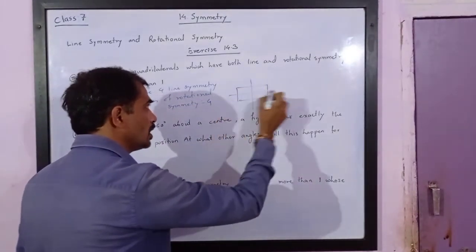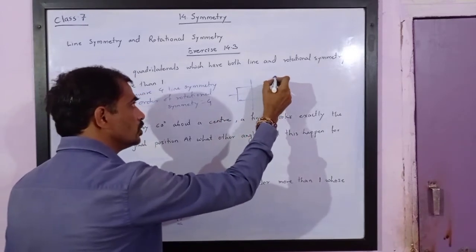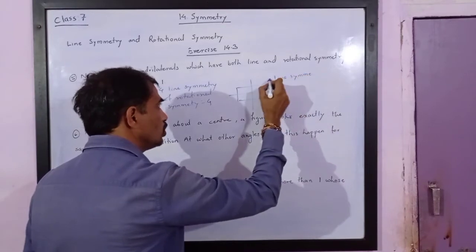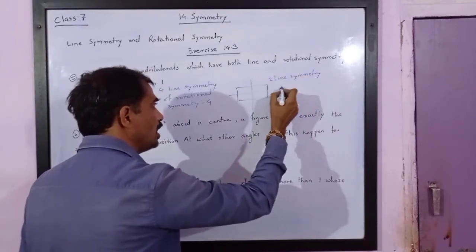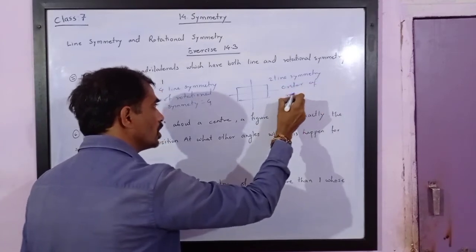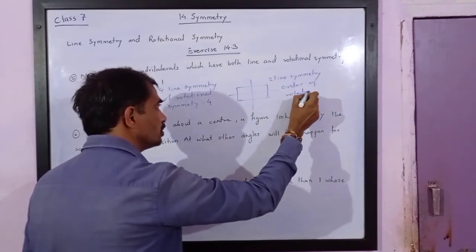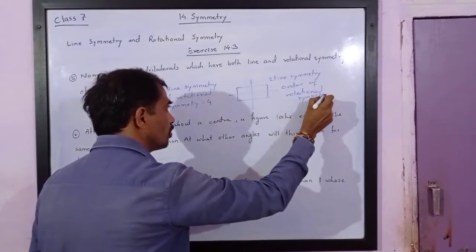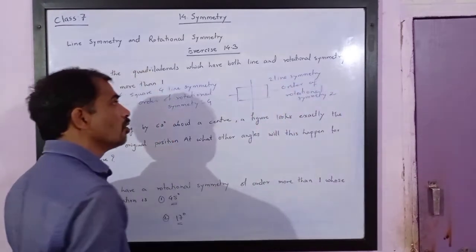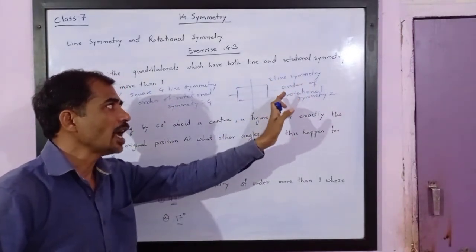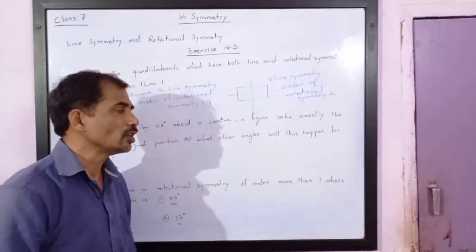here you will notice that line symmetry is 2, and the order of rotational symmetry is also 2. If you take a rhombus, then also you will notice that it does have 2 line symmetry and the order of rotational symmetry is also 2.